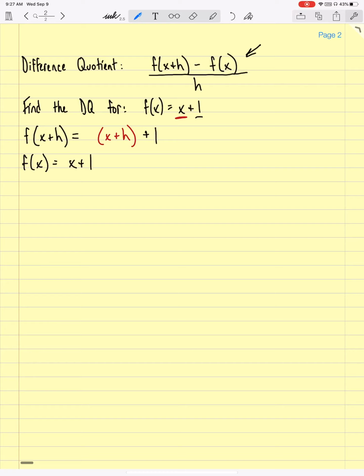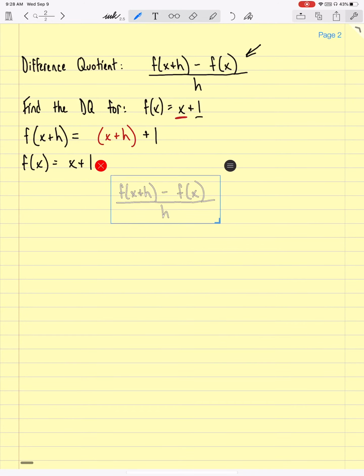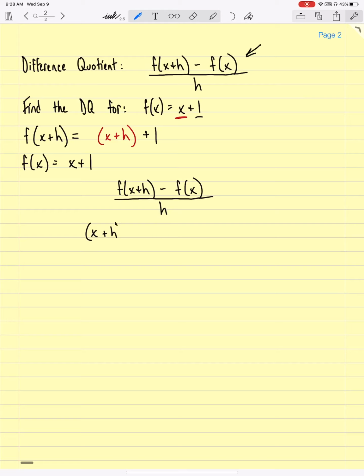So if I take that equation, I'm actually going to just copy it down here. Okay, I'm writing it there so you can see that it's parallel. So f of x plus h is x plus h plus 1 minus, and f of x is just x plus 1, but you have to put it in parentheses. And that's all over h.